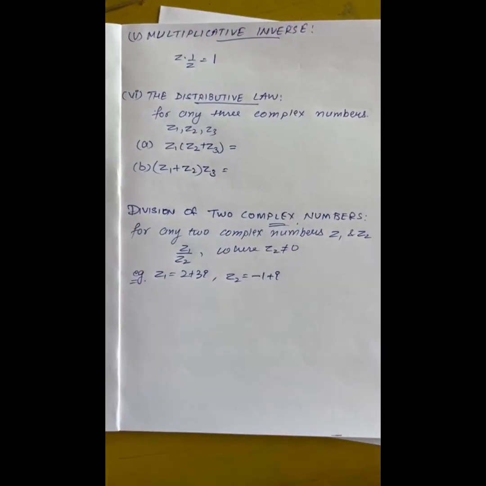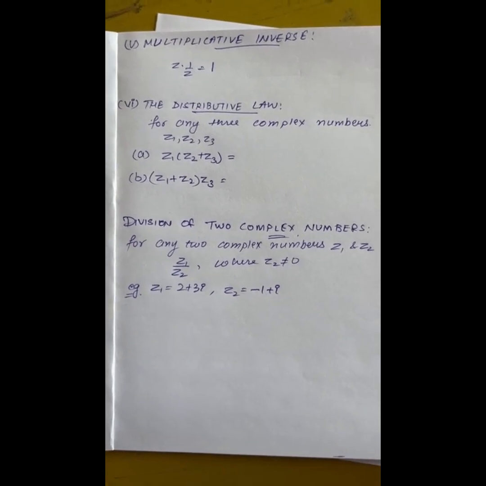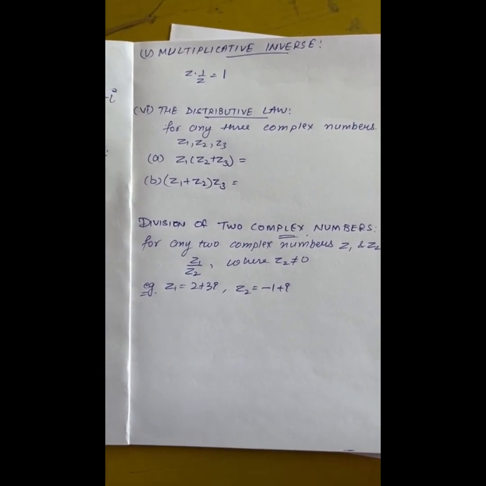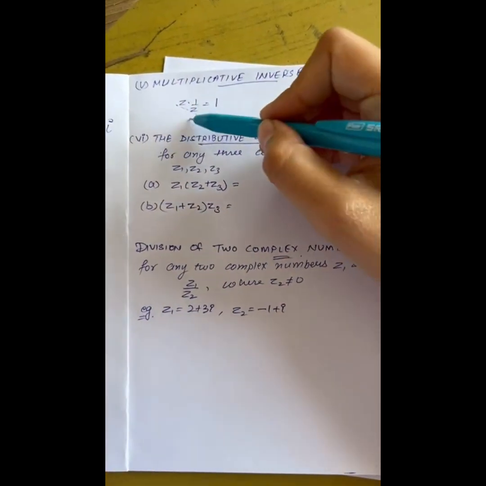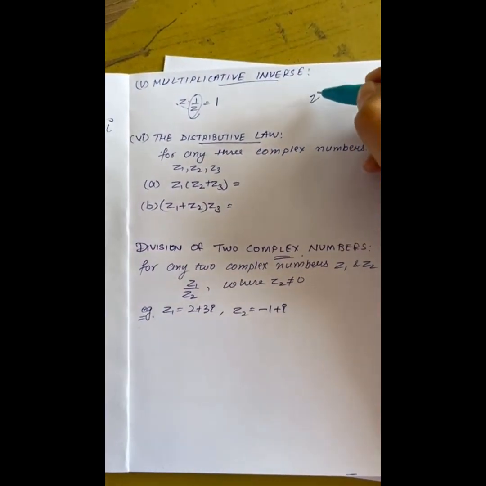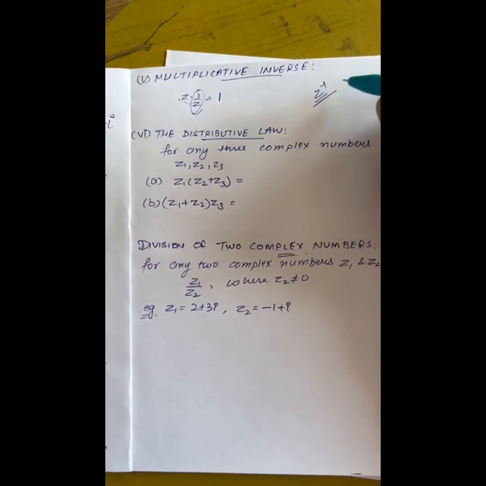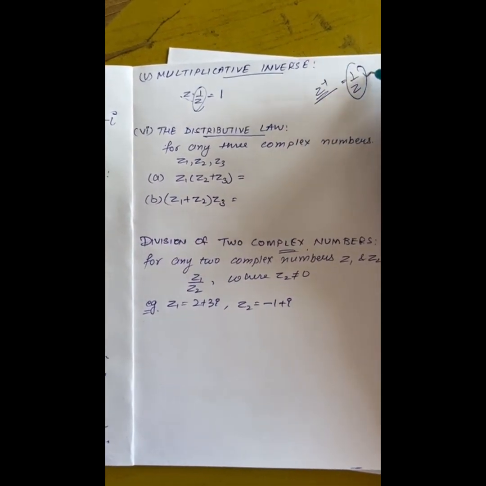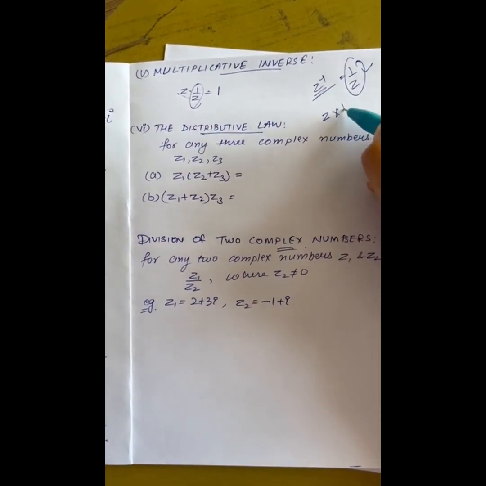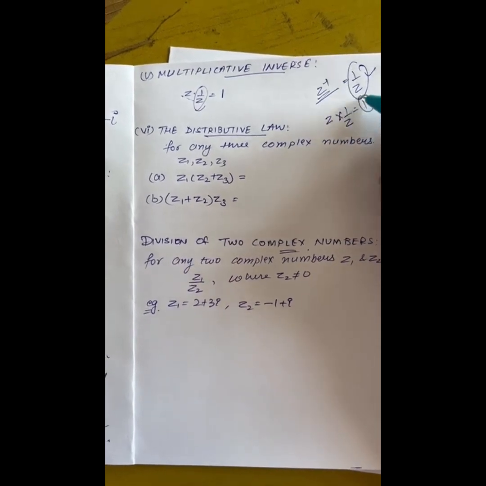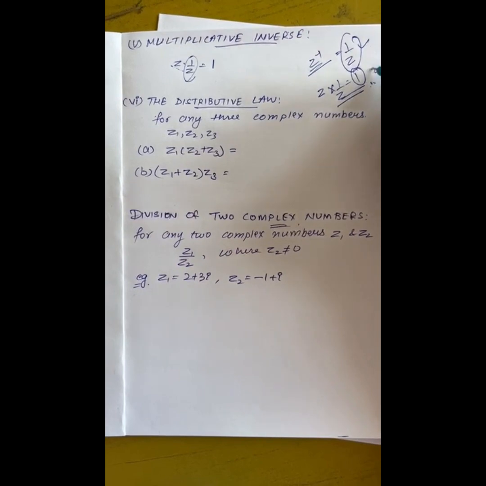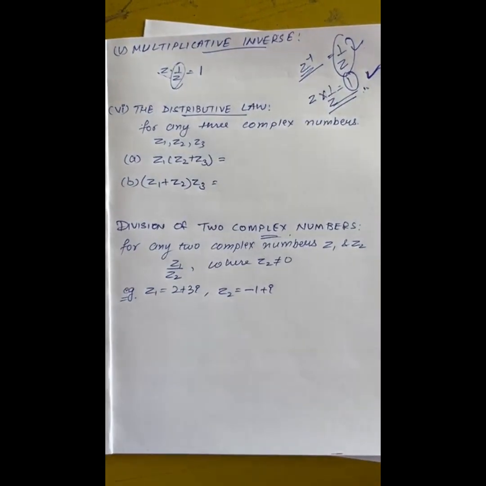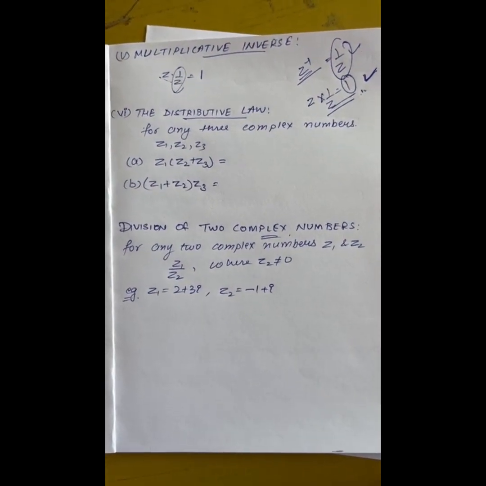Now next one is our multiplicative inverse. In this case, we have our complex number z, and its inverse is written as z inverse, or we can say it is 1 upon z. So whenever we multiply z with its inverse, our answer will be 1. This property we will study in more detail when we solve our further questions.